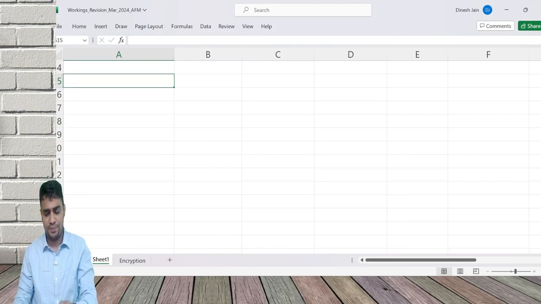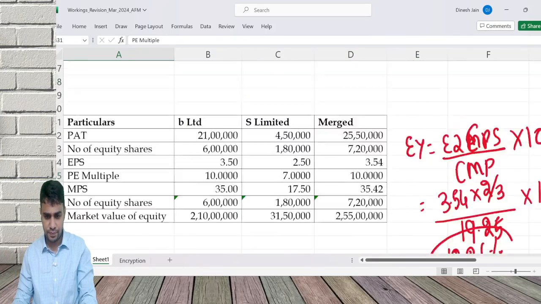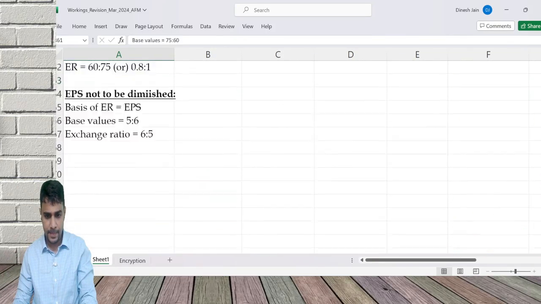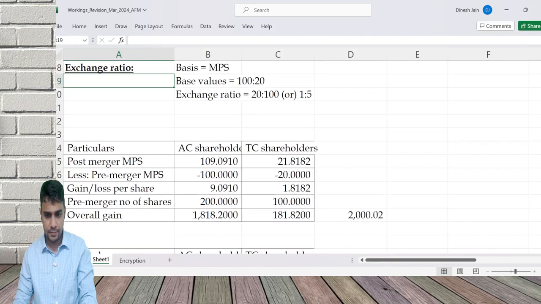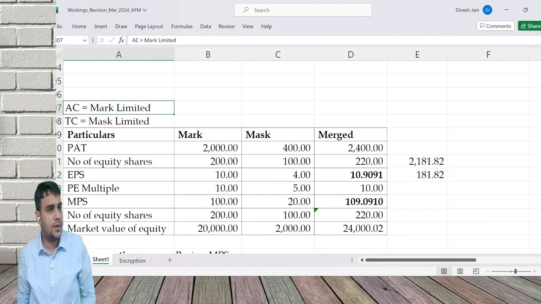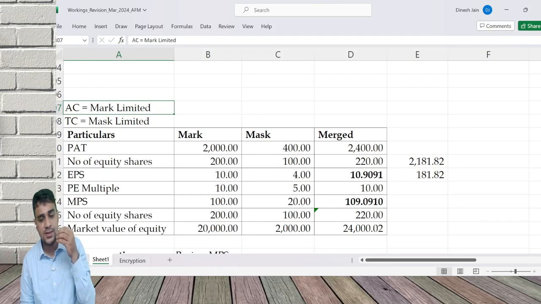So let's assume this is the Mark and Mask Limited problem which we did in the last session. Value of Mark was 20,000, Mask is 2,000, merged is 24,000. Minimum consideration is always from a seller's point of view. For example, I want to sell this building. In my mind, I have a minimum of how much I want. Anything more than that, I'm happy, but there is a minimum in my mind.